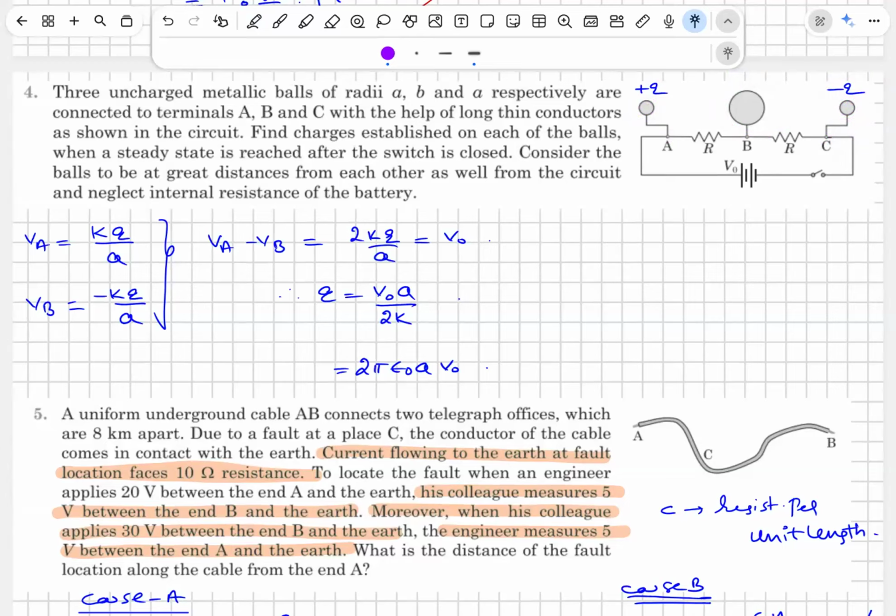Find the charges established on each of the balls when a steady state is reached after the switch is closed. Okay, fine. I am assuming that this has plus Q charge, this has minus Q charge. As I know from electrostatics, the potential of A is KQ by a and the potential of B is minus KQ by a. So I know the potential difference between the two spheres, which is same as the potential difference between A and C. That potential difference is V naught. Q is V naught a by 2K, that is 2 pi epsilon naught a V naught. Any doubts?